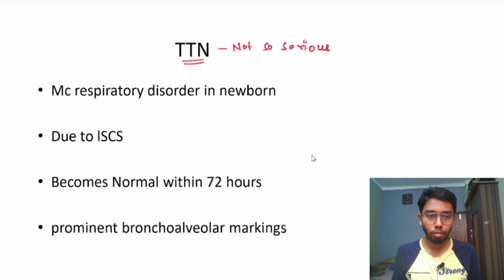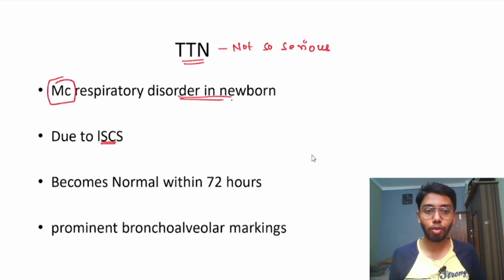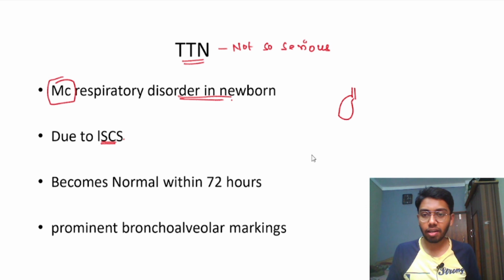It is in fact the most common respiratory disorder seen in newborns, and we have the mechanism of why tachypnea of newborn happens. See, normally we know that in intrauterine life, the lung is hypoplastic. It is just filled with fluids. It is just a bag of fluids. Ventilation is not taking place. Ventilation is actually taking place through the umbilical vessels. Fine. So the lungs are just hypoplastic in intrauterine life.